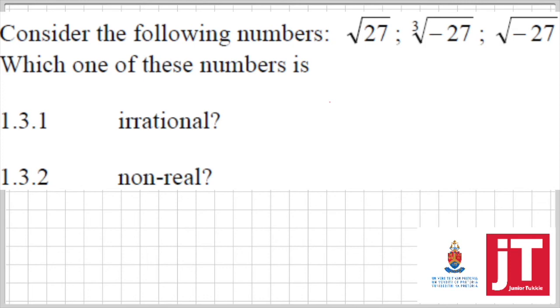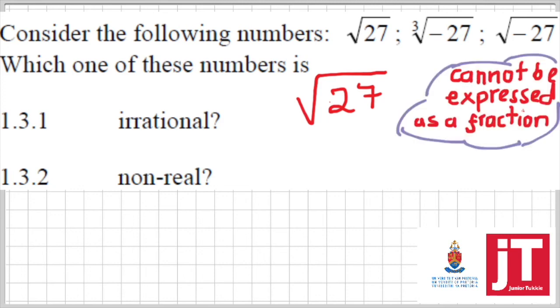So if you look at those numbers carefully, the only number which will result in a decimal which is not terminating is definitely square root of 27. Just to give you a side note there, I'll say it cannot be expressed as a fraction. You can take out your calculator, pull out your calculator, just say square root of 27. It will give you a number which has no ending. All right, then we move on to the very last question.